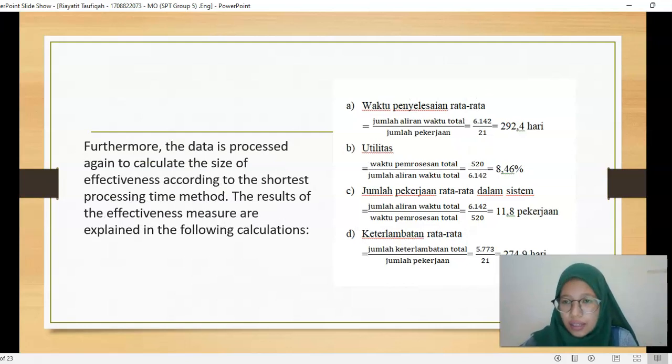And then we move to the data, which is also processed again to calculate the size of effectiveness according to the shortest processing time method. We can see that the average of completion results in 292.4 days, and for utilization, it results in 8.46%, and for the average number of jobs in the system, it results in 11.8 jobs.